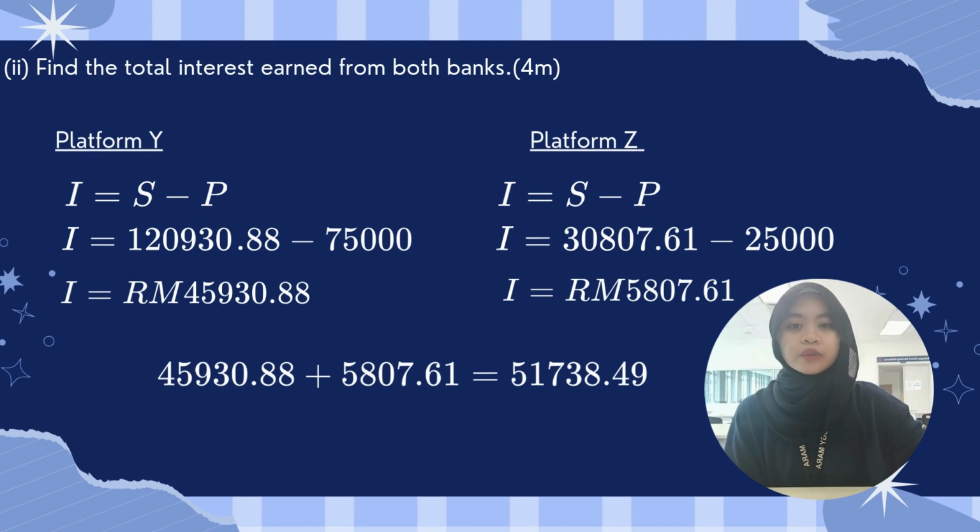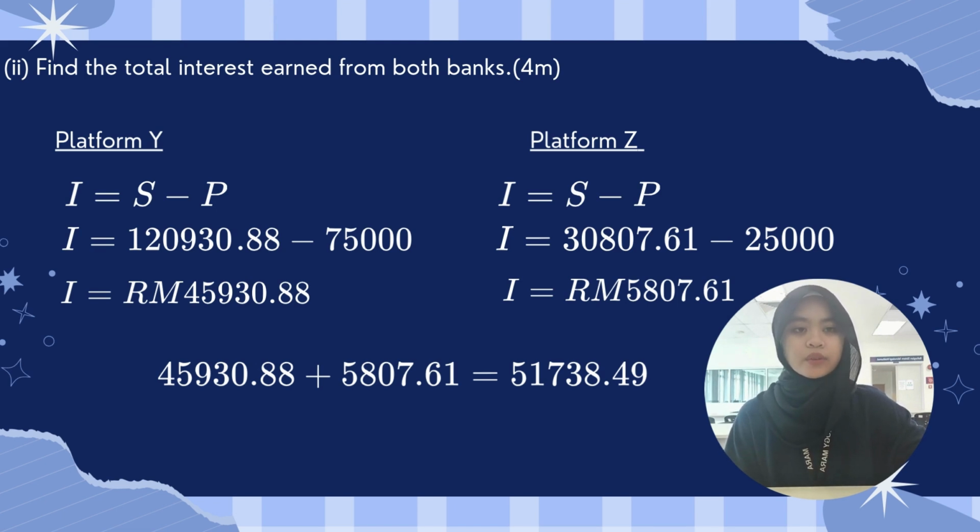Next, we will move to the next question on how to find the total interest earned from both banks, which is platform Y and platform Z. The formula that we are going to use for total interest is I equals S minus P. I stands for the amount of interest earned or charged, S stands for future value, and P stands for present value or original principal.